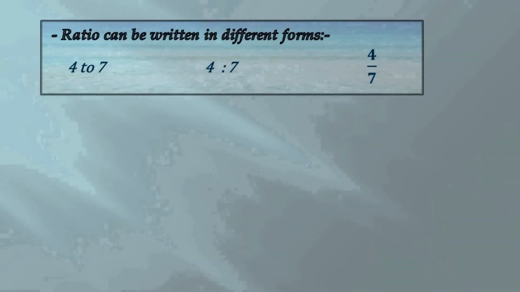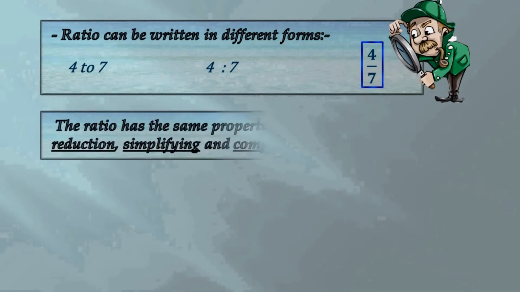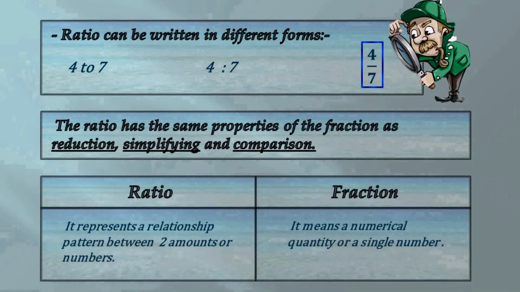Ratio can be written in different forms. In the last form, the ratio looks like a fraction. Fraction and ratio simply express the concept of dividing one number by another. The ratio has the same properties of the fraction as reduction, simplifying, and comparison. The difference is that the ratio represents a relationship pattern between two amounts or numbers, while the fraction means a numerical quantity or a single number.